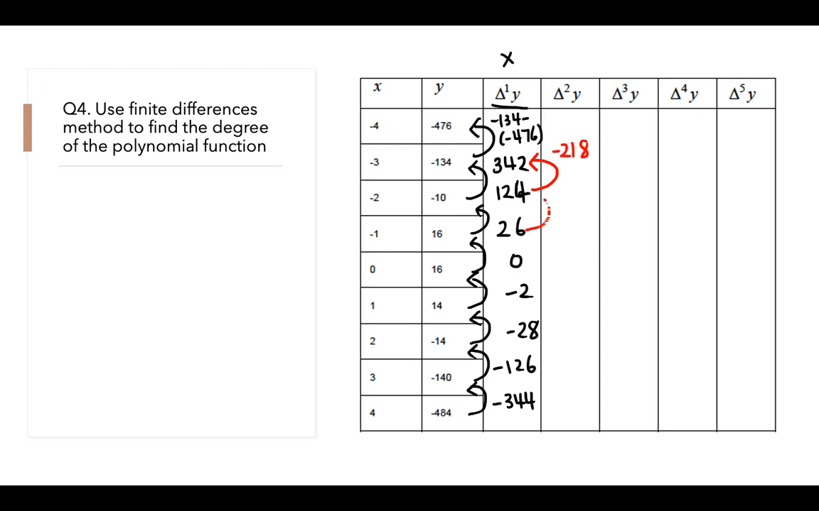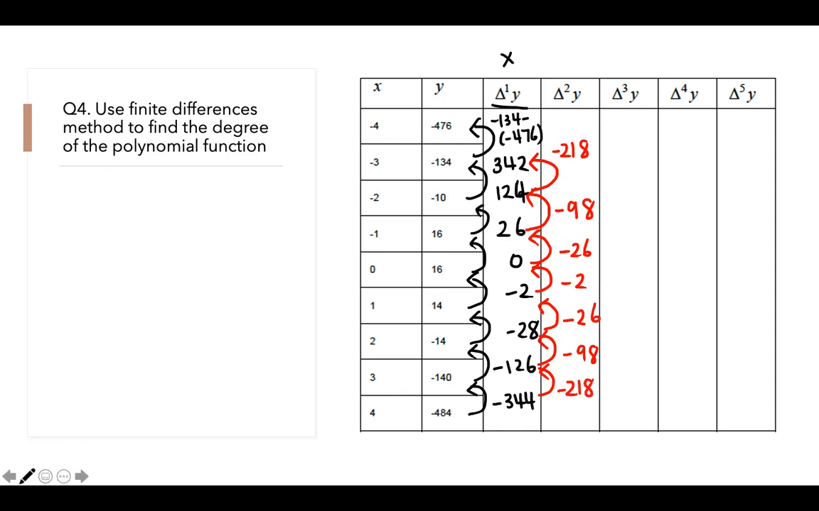Again, subtract the first differences. So 26 minus 124 is negative 98. This is going to be negative 26, negative 2, then negative 26, negative 98, and negative 218.